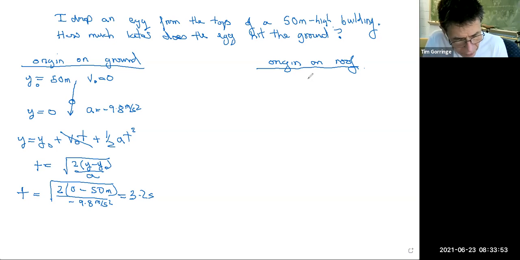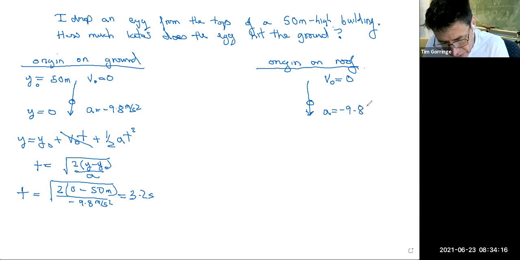And let's compare the calculation with the second choice about the coordinate origin, that the coordinate origin is going to be the roof of the building. So again, I start with a sketch, and here's the falling egg. And I start to annotate the sketch with the things I know. Initial velocity, I release the egg from rest, and it falls downwards in the negative direction with an acceleration of 9.8 meters per second squared.